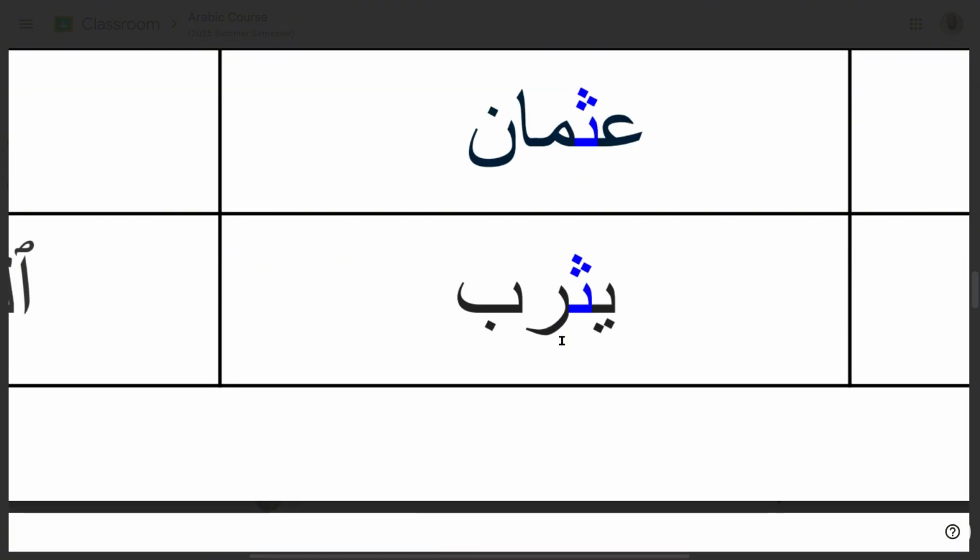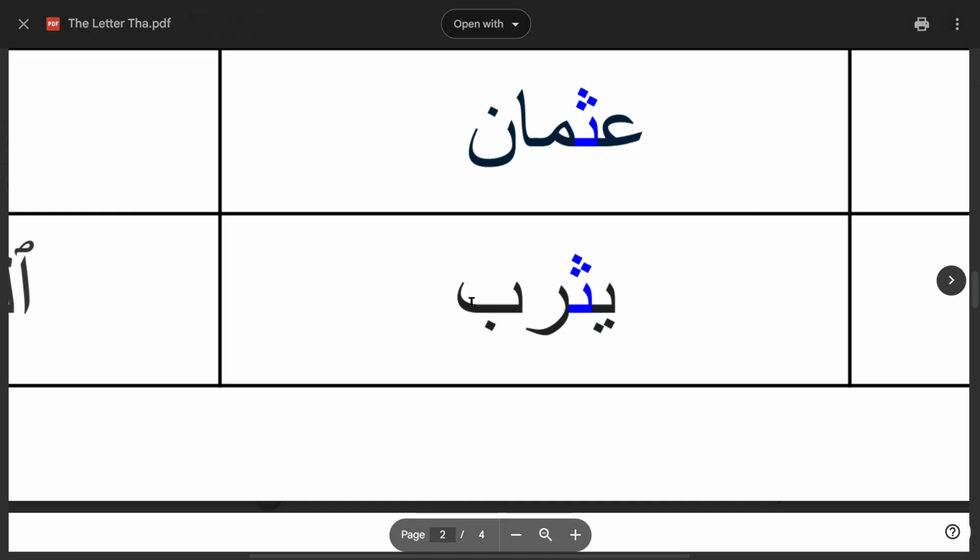Yathrib. I'll save this for the end. If somebody can give me information about what is Yathrib, you guys will get a cookie, a virtual cookie. It's a little bit of an advanced question. Yathrib has a tha right here.